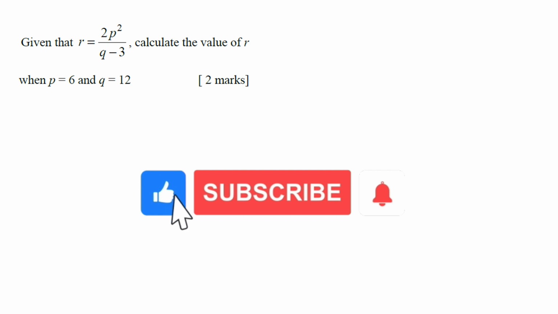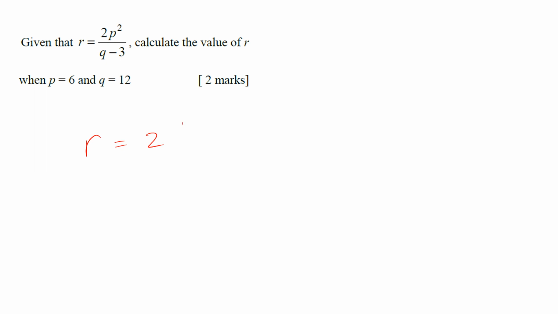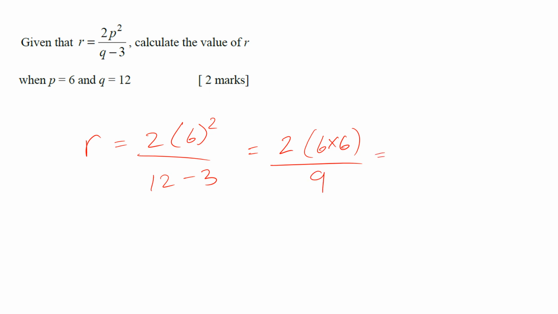Now in this question, we have r is equal to 2p squared all over q minus 3. Let's substitute. So it's 2 times p squared. What is p? p is 6. So it's 6 squared all over q, which is 12 minus 3, because q is equal to 12. Let's simplify. The numerator is 2 times 6 squared, which is 6 times 6, all over 12 minus 3, which is equal to 9. Now 6 squared, or 6 times 6, is 36, right? So it's 2 times 36 all over 9.